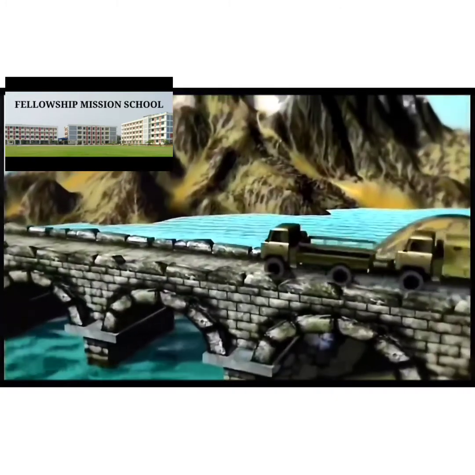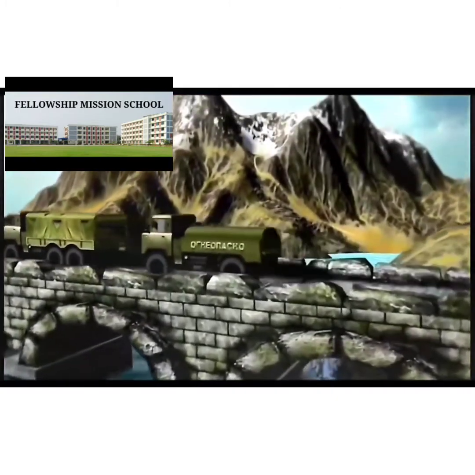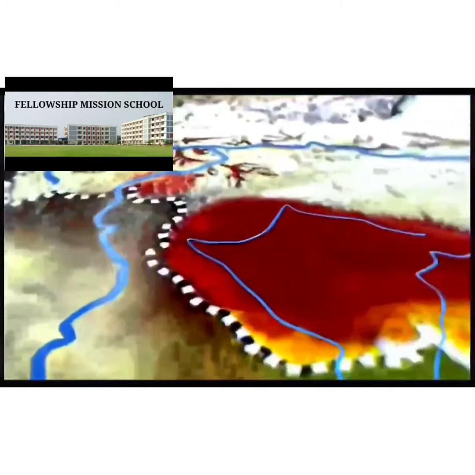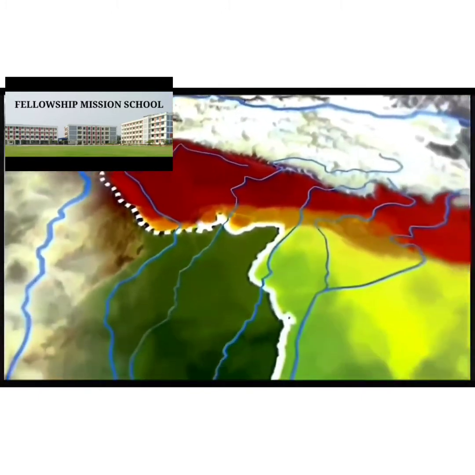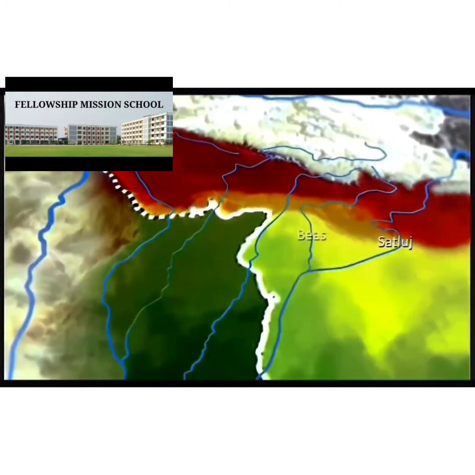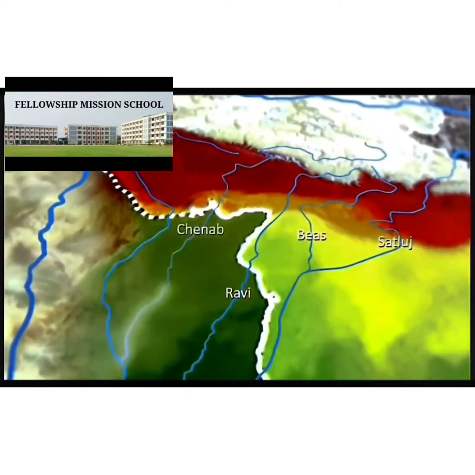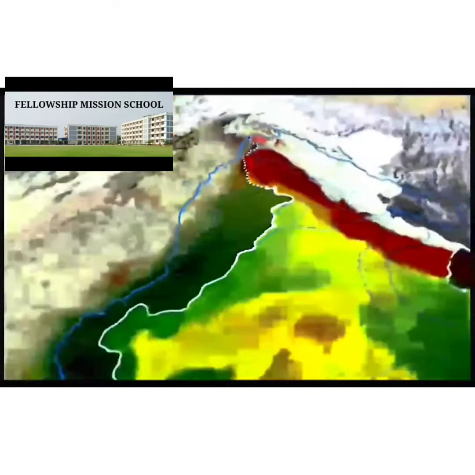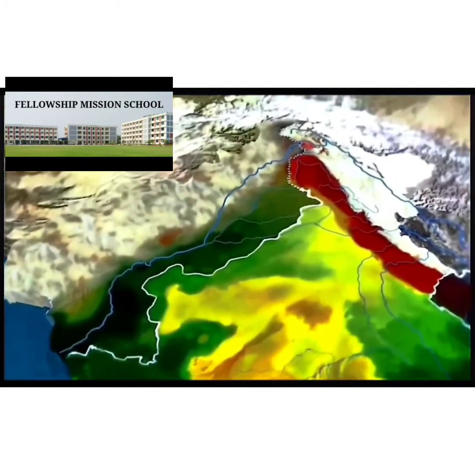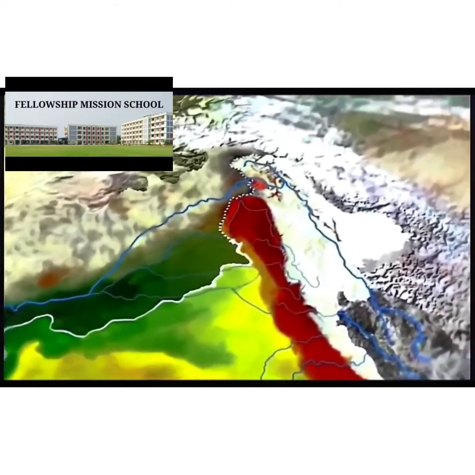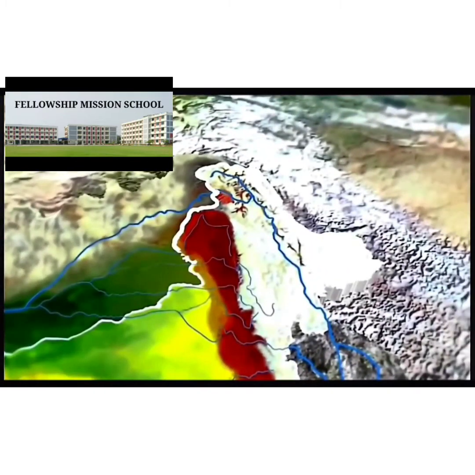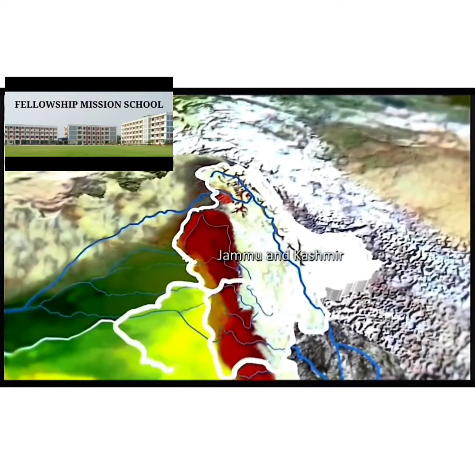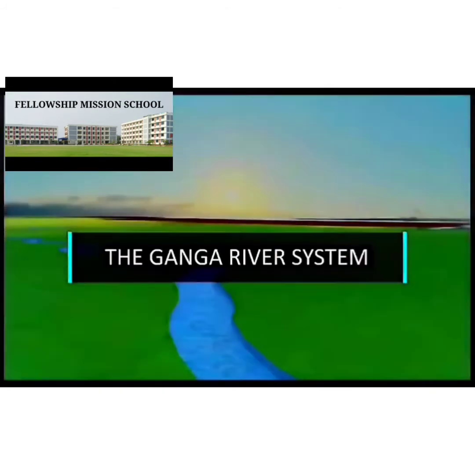The river flows southward and is joined by rivers like the Satluj, the Beas, the Ravi, the Chenab and the Jhelum near Mithankot in Pakistan. It finally discharges into the Arabian Sea. A little over one-third of the Indus Basin is located in India, in the states of Jammu and Kashmir, Himachal Pradesh and Punjab.